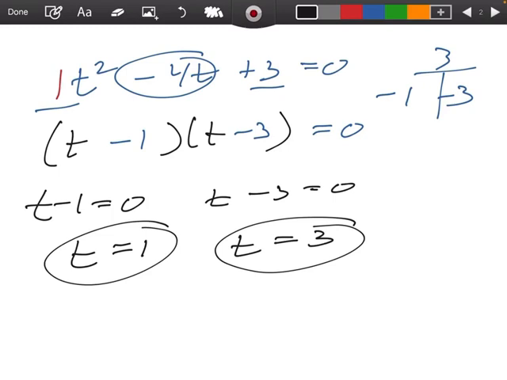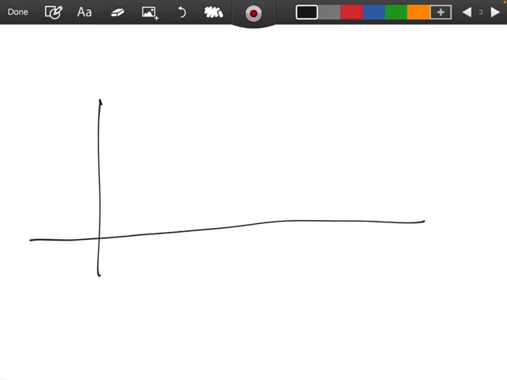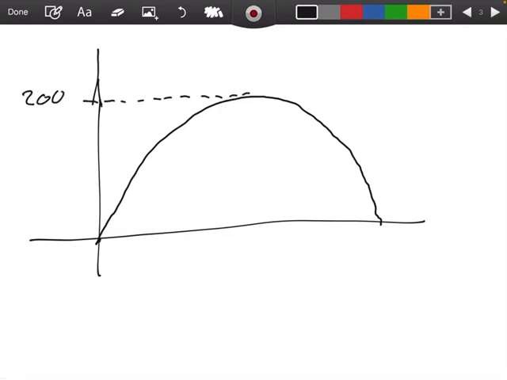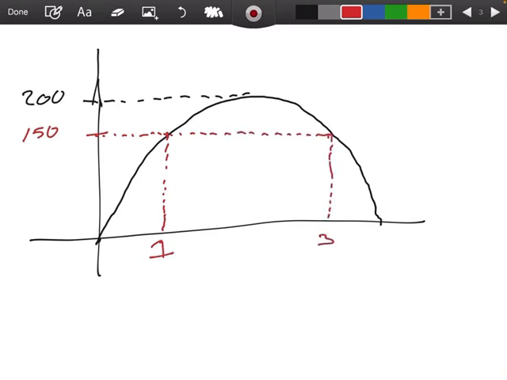So again, I want you to think about visually what's going on here. Visually what's going on is we were having an asthma attack and we took albuterol, and at some point that albuterol leaves our system, okay? So the amount of albuterol we actually took was 200 micrograms. At some point, there's going to be 150 micrograms in our system. That's going to happen when t equals 1 minute, and it's also going to happen at t equals 3 minutes.